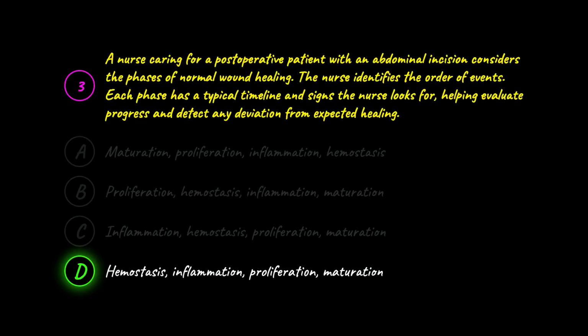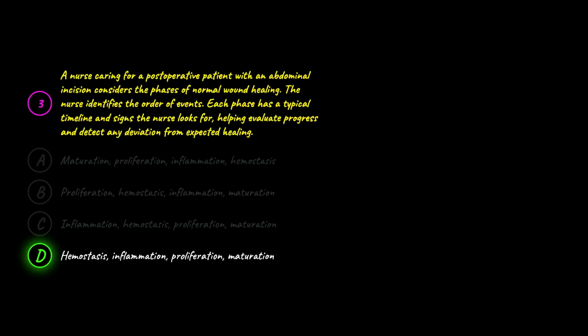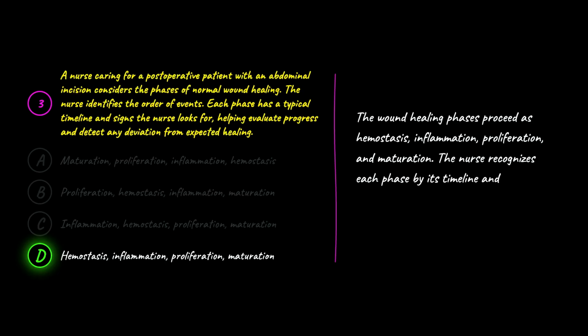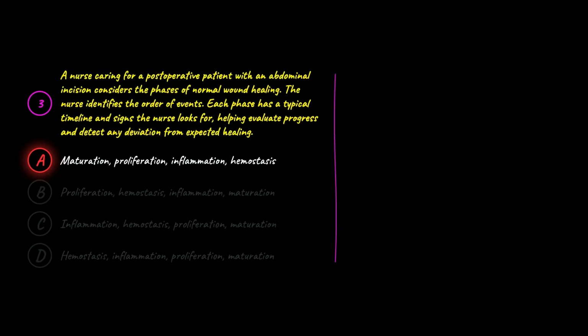The correct answer is D. Hemostasis, inflammation, proliferation, maturation. D is correct because the wound healing phases proceed as hemostasis, inflammation, proliferation, and maturation. The nurse recognizes each phase by its timeline and signs, supporting the patient with appropriate dressings and education during each stage of recovery. A is wrong because maturation is the final phase, not the first.